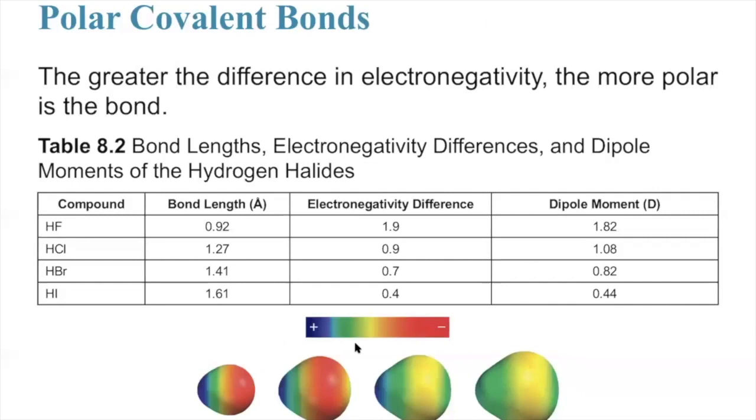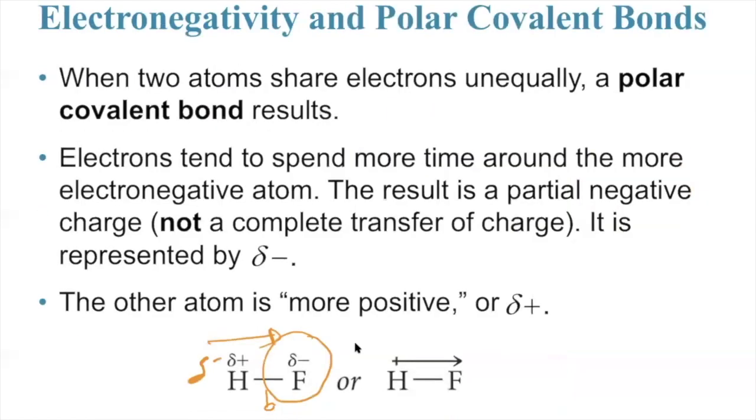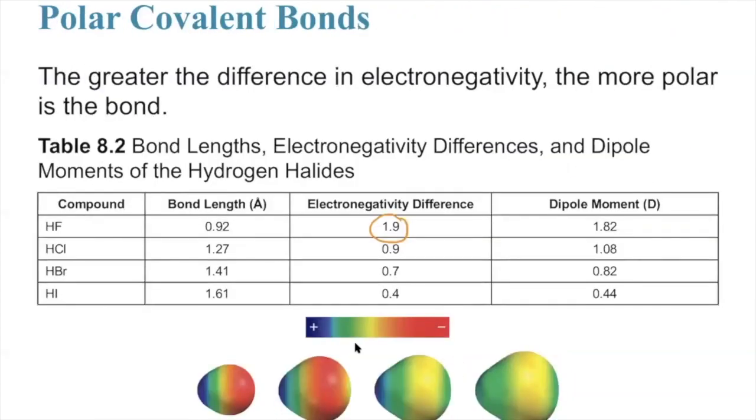Here are some examples. Notice in here we have the difference in electronegativity for HF is 1.9. The difference for HI is 0.4. Because HF has a greater difference, it has a greater dipole moment, and that's how we compare the dipole moments, which means HF is more polar than HI because its difference is larger than the one for HI.